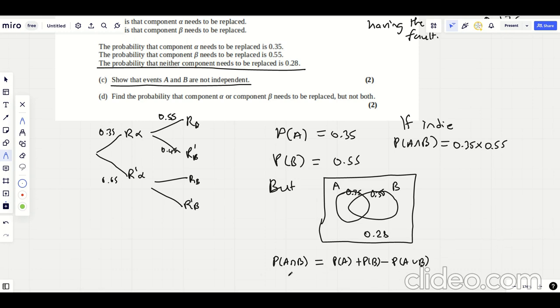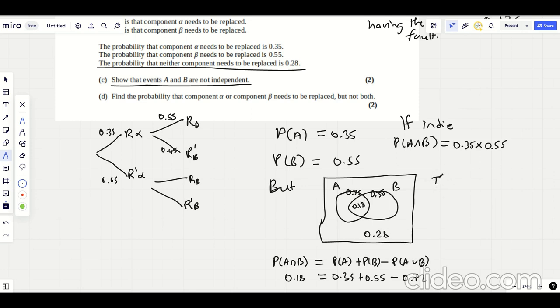And so if I just use this to find the and, because I've got 0.35 plus 0.55, is that? Minus, now A or B in this diagram is just going to be 1 minus 0.28, which is 0.72, yeah? And that gives me 0.35 plus 0.55 minus 0.72, 0.18, yeah? So I now know the middle is 0.18. And that's all I need to know, yeah?